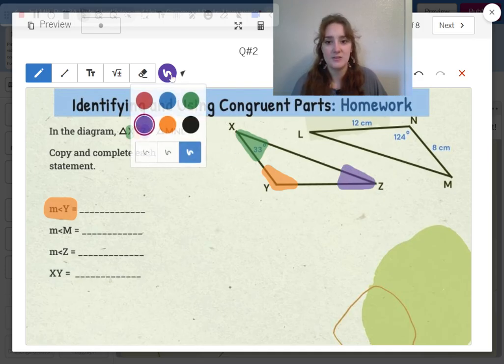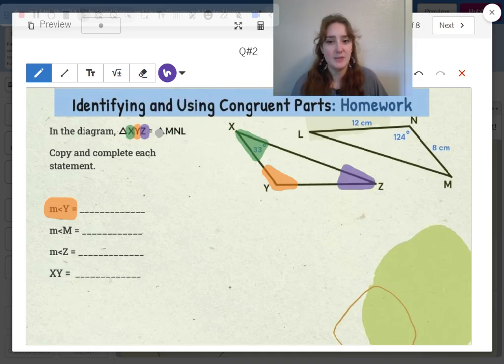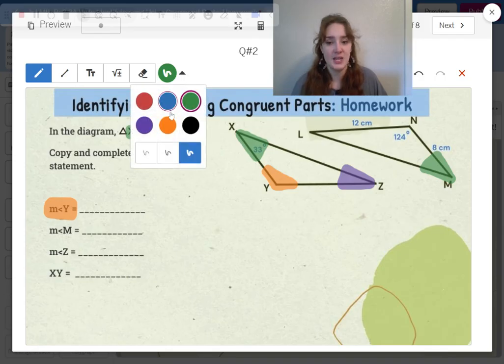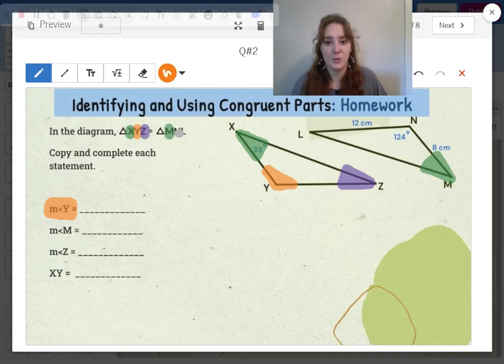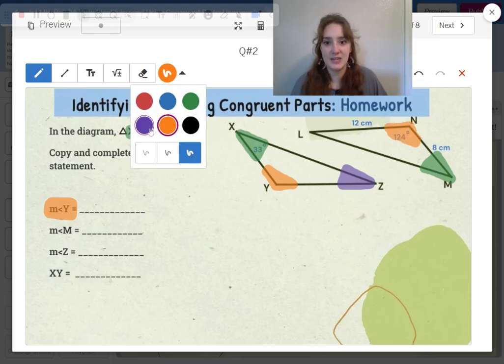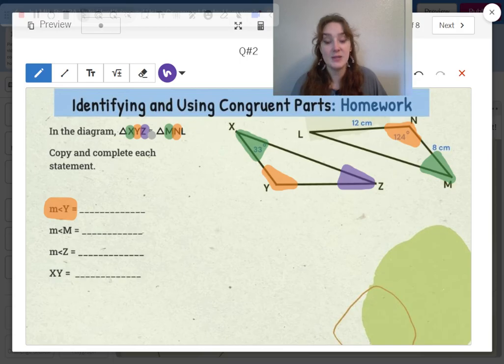All right, so we're trying to match them up. Remember, order matters. So if X is green, our first one, the first letter in our triangle over here is M. So M has to match up with X. They need to be congruent. Our next letter was Y, orange. That matches with N. Those two are congruent. And our last one is Z in purple. So L needs to be purple too. Those are going to be congruent.